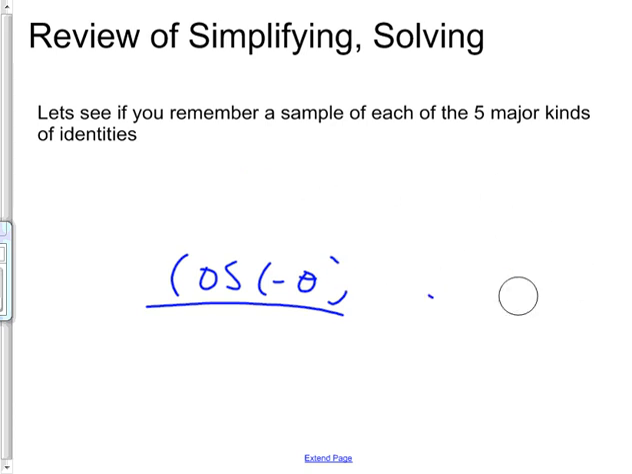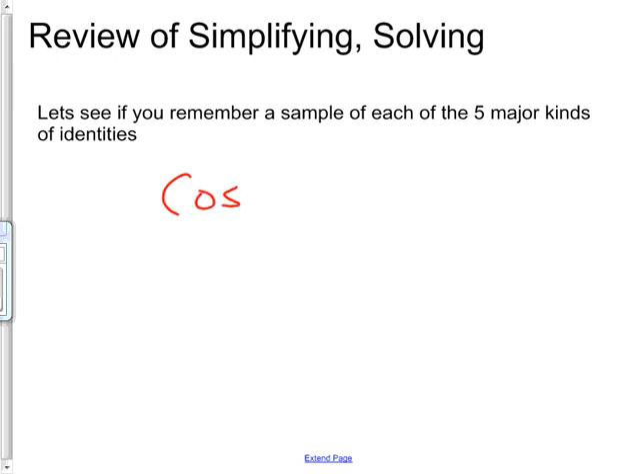Next kind. This one, a lot of people, if you see this, you'll be reminded.